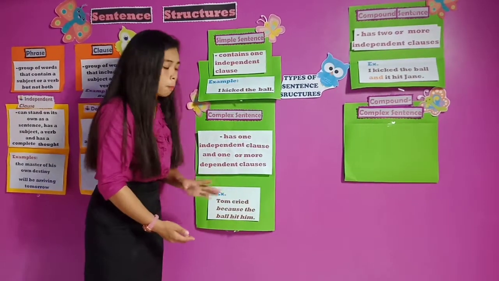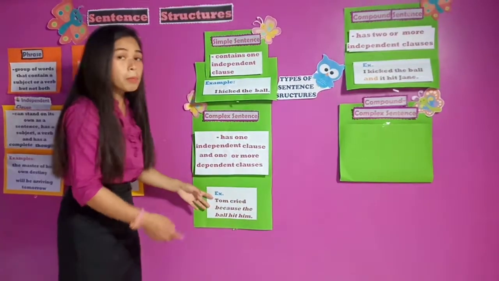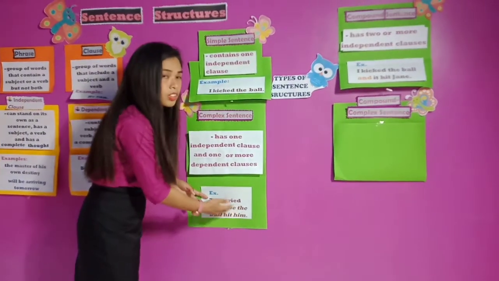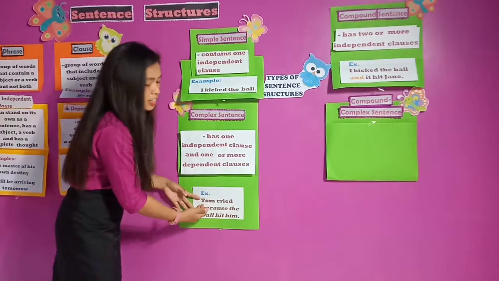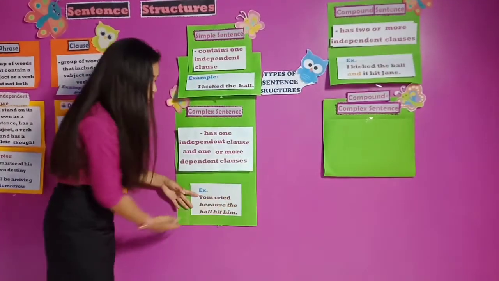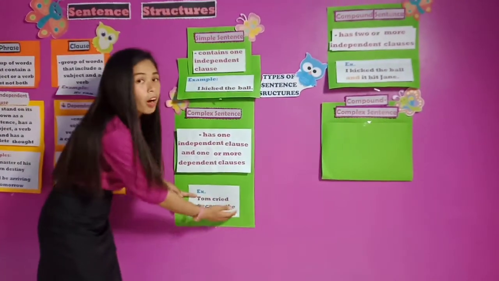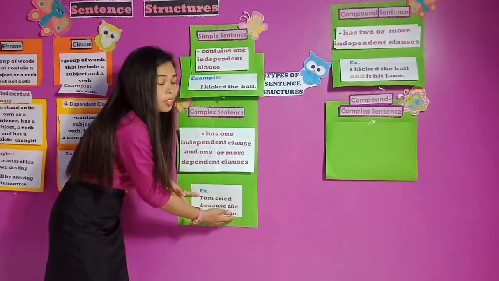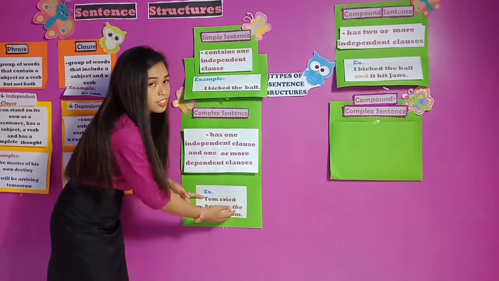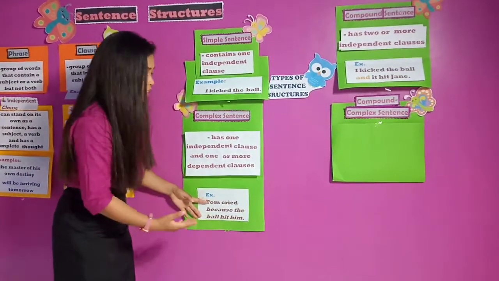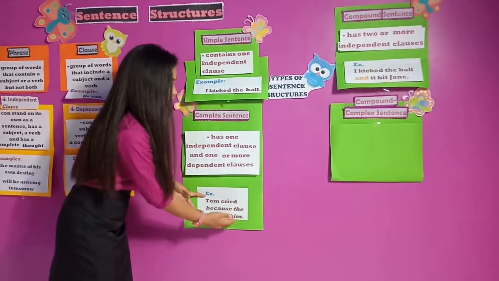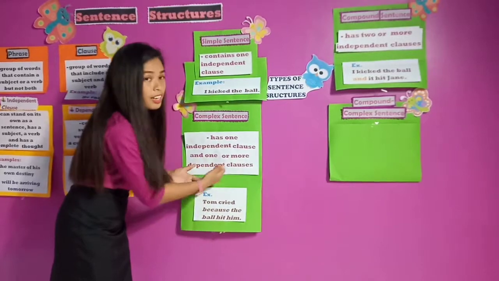That has no complete thought. Because Tom cried, Tom cried. We can understand it even if it's just this, Tom cried. While because the ball hit him, we cannot understand it. It lacks something. It needs a supporting detail for us to understand it. Thus, this is the dependent clause.